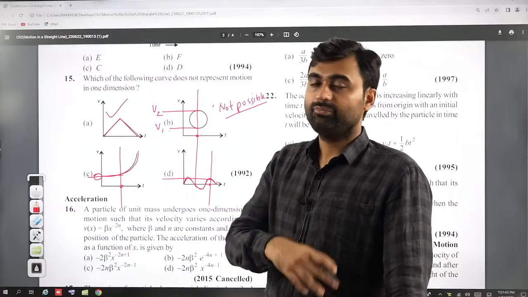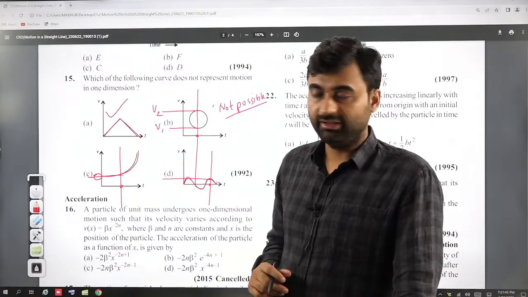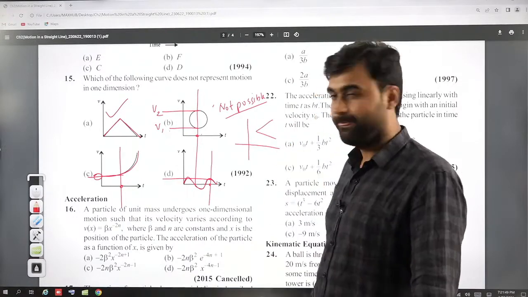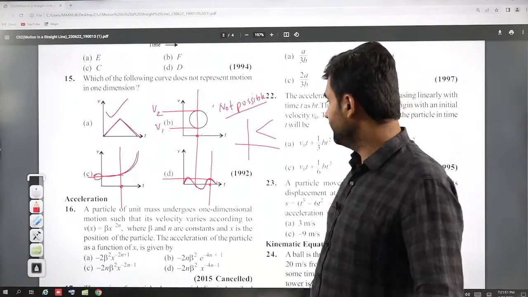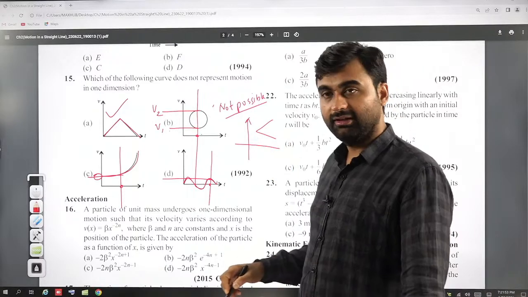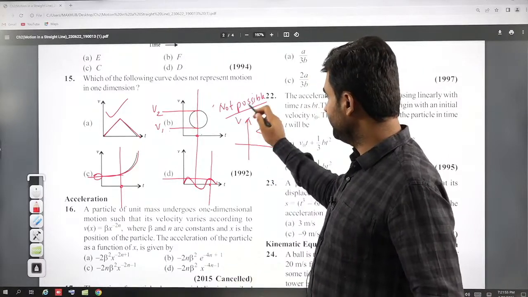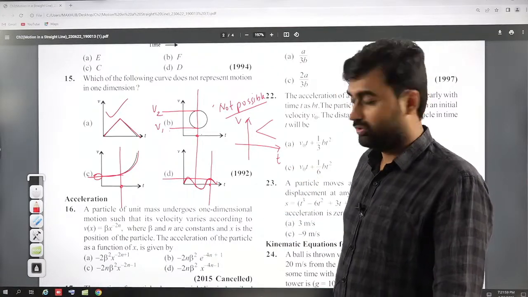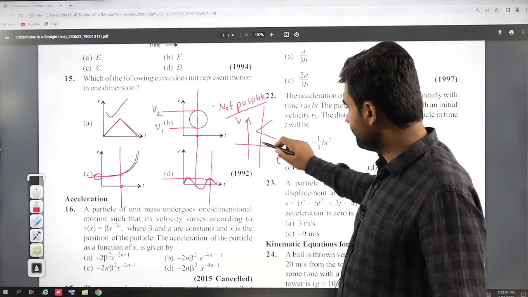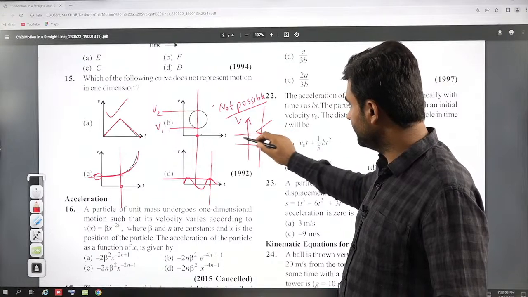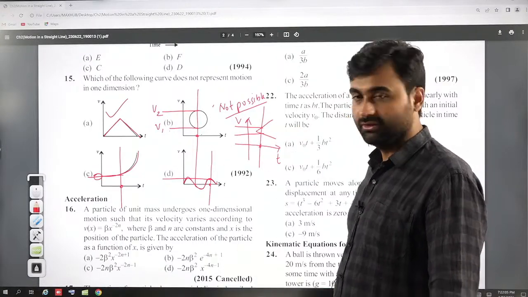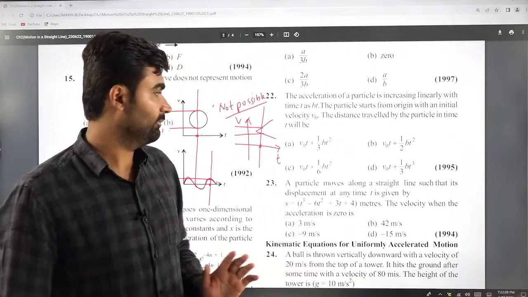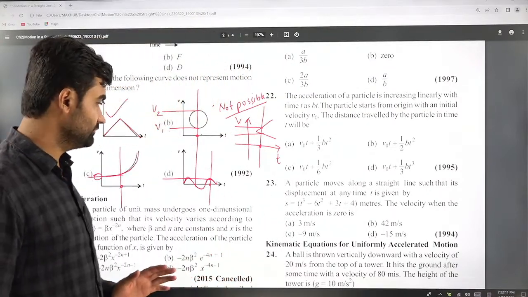If you remember, another graph I also explained there, like this. If the graph is given like this, it is also not possible, okay, because in this graph, suppose on this axis velocity, on this axis time. So in this graph at a single time two velocities are there, this one and this one. So two velocities are not possible at a single time. Is it clear to all of you?